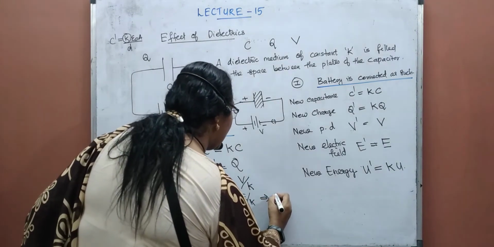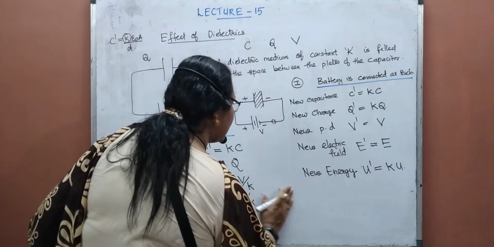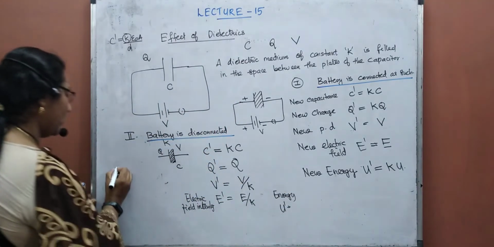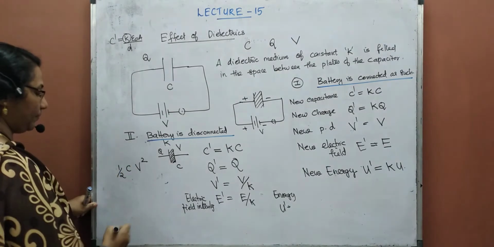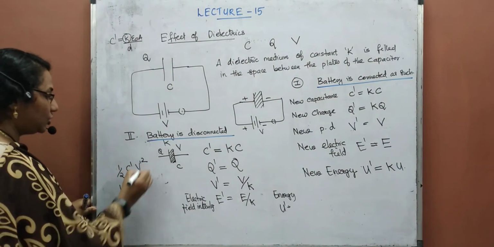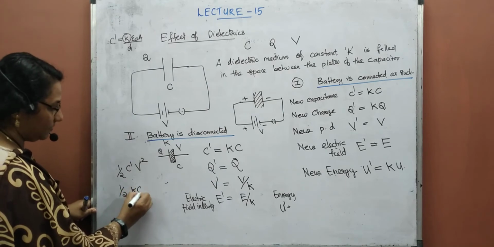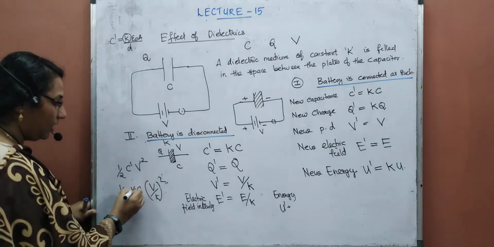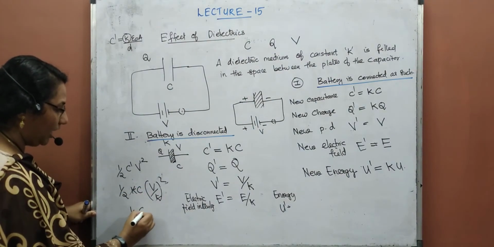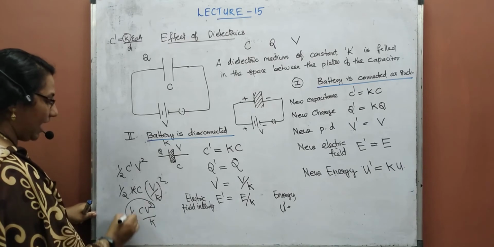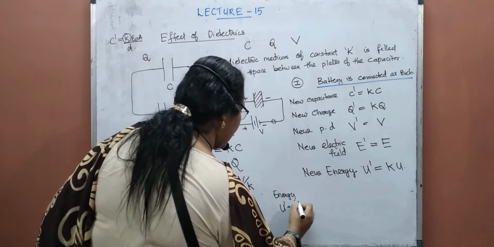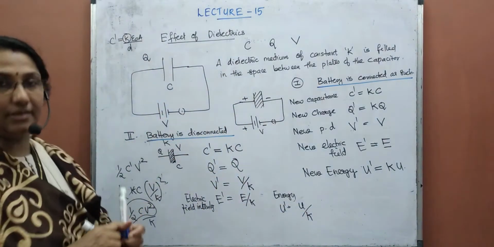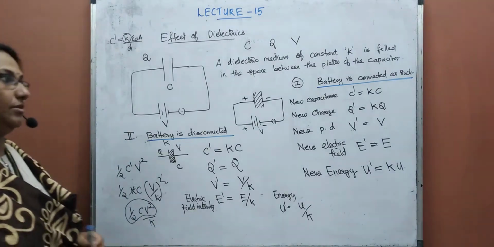What happens to the new energy U dash? What was the equation? Half CV square. Now the equation becomes half C dash V dash square. C dash is KC, okay. But V dash is V by K, the whole square. One of the K is removed. It becomes CV square by K, so the energy U decreases by K. Is it clear? Look at the video.